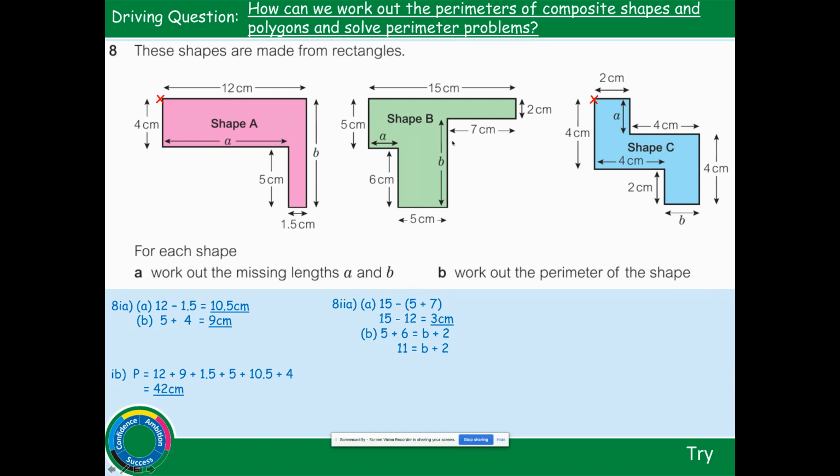My vertical lines, I know I've got 2 centimetres there. I've got a mystery here. Oh, I've got 5 here, and I've got 6 here. So 6 add 5 is 11, so I know my total has got to be 11. So if I do 11, take away this 2, that would equal 9. Okay.